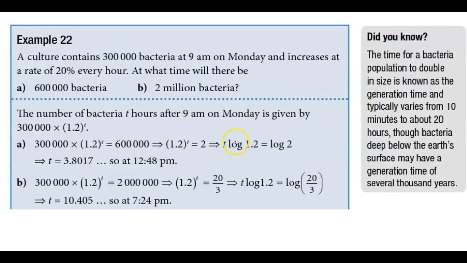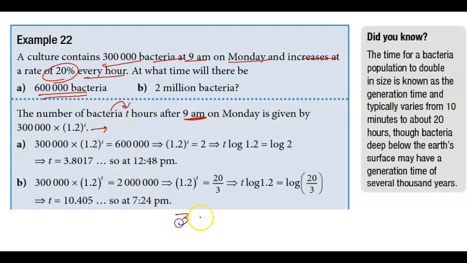Let us move ahead. A culture contains 3 lakh bacteria at 9 am on Monday and increases at a rate of 20% every hour. At what time will there be 6 lakh bacteria? Right, children? The number of bacteria in T hours after 9 am on the day is given by, see children, this also forms a geometric series or exponential function.